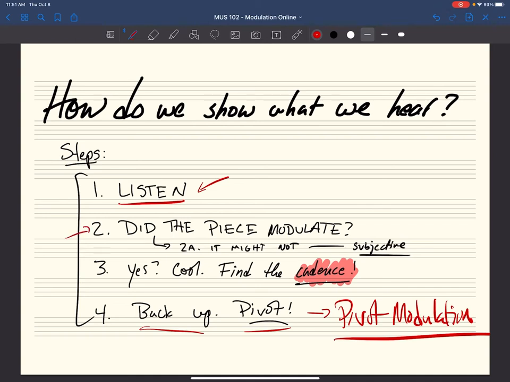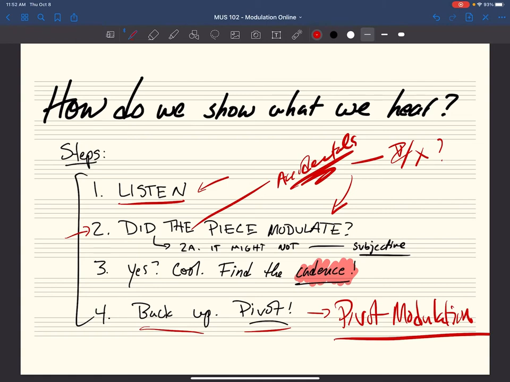Then you ask yourself, hey, did this piece modulate? Or if there's a moment where you think it's modulating, where you're seeing lots of accidentals, right? You start seeing all these accidentals. You're seeing all these like fives of X, right? They're starting to pop up in the music, just like you've seen them in your homework, but now they're real, right? They're in a piece of music. The question then you want to ask is, did it modulate? And then there's a little sub 2A here that is, it might not. And that's okay.